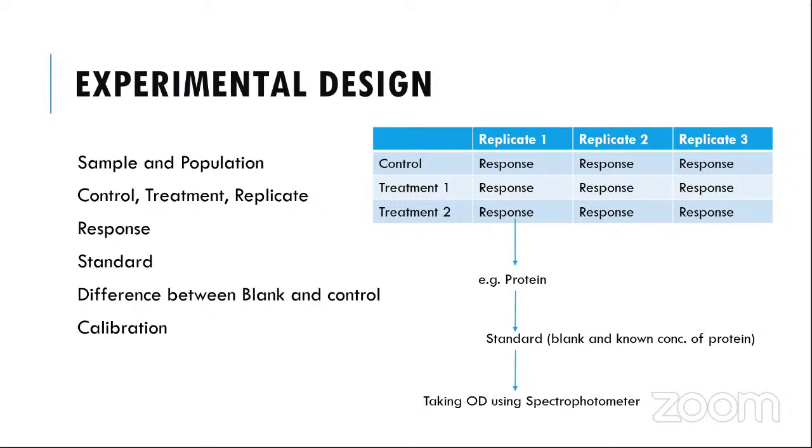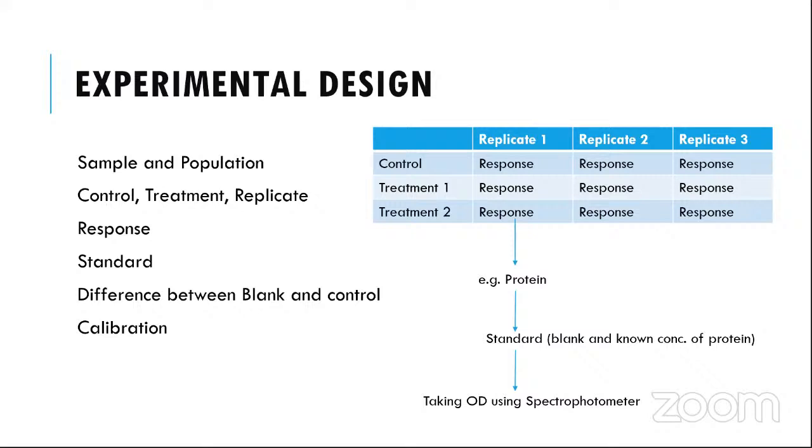A sample is only a portion of an entire population, and we estimate the parameter in the sample, and then we extrapolate the result for the entire population. In an experiment, we have to decide the control, treatment, and replicates, and whatever the response that we are going to use, it may be a protein or sugar or chlorophyll, whatever it may be, we need to have a standard.